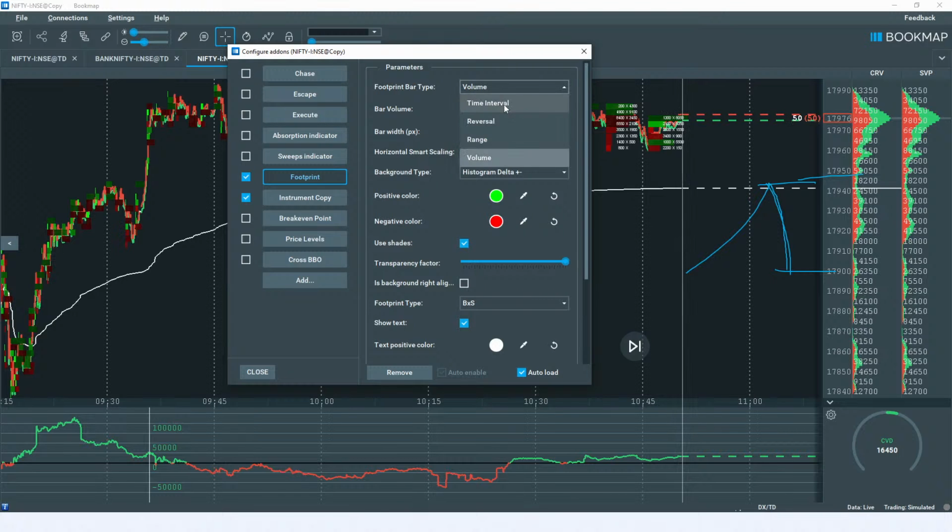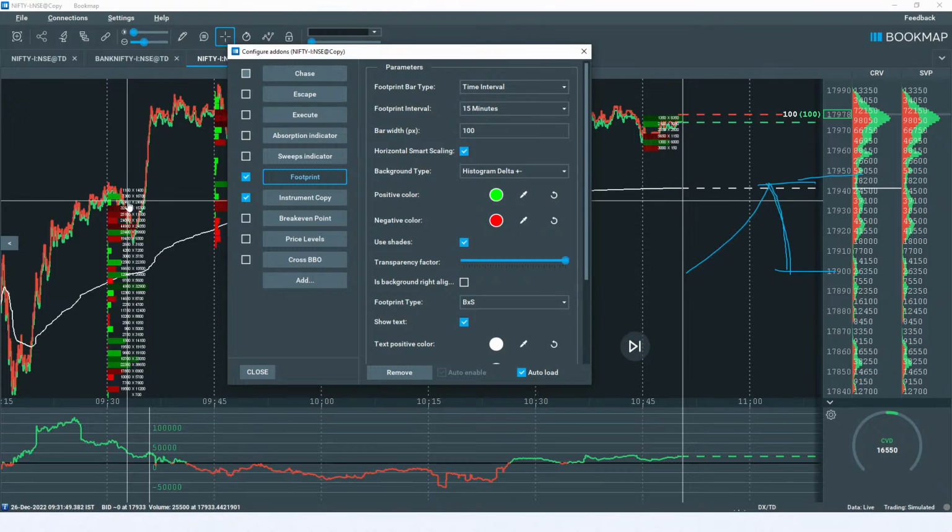Ideally I keep it as time interval because in most situations I look for a specific time interval and within that what is happening. So for that information I look into the footprint charts. So I have kept it as time interval, and 15 minute is nothing but the interval time.